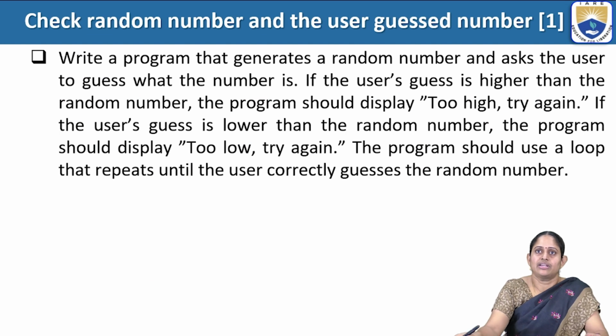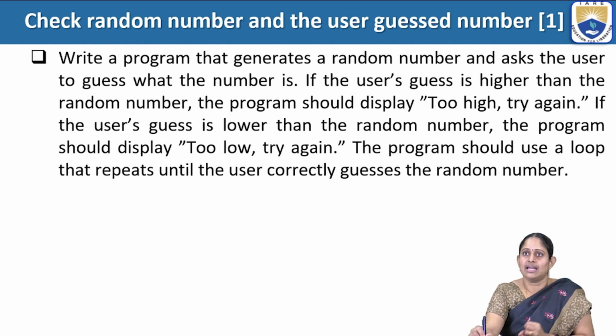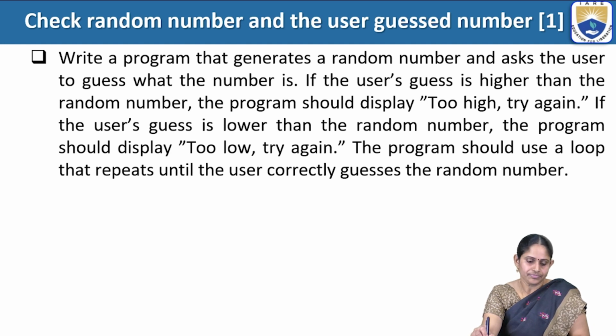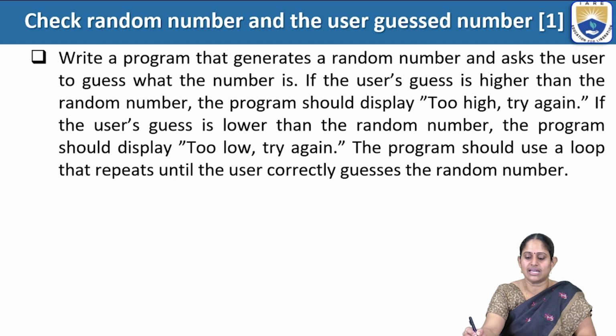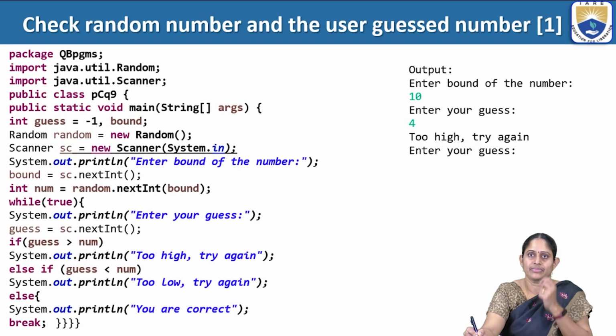Next question is to write a program that generates a random number and asks the user to guess what the number is. If the user's guess is too high, the program should display "too high, try again." If the user's guess is too low, the program should display "too low, try again." And this program should use a loop that repeats until the user correctly guesses the random number.